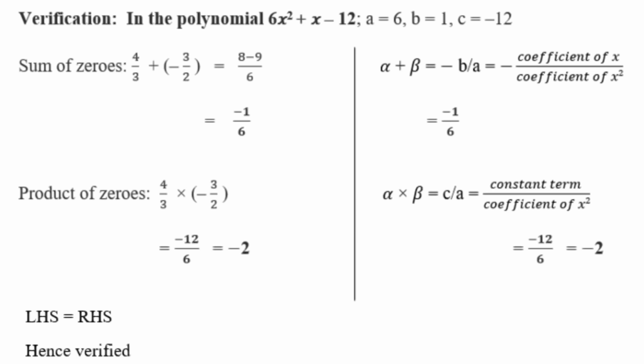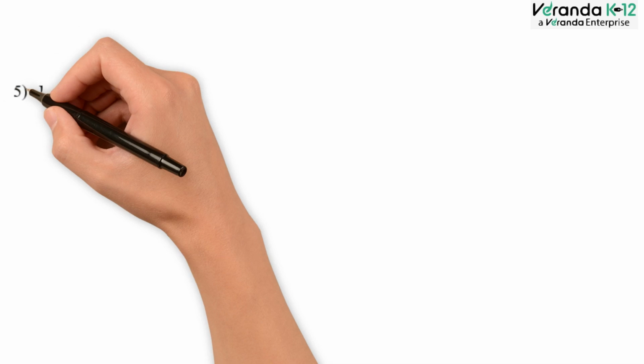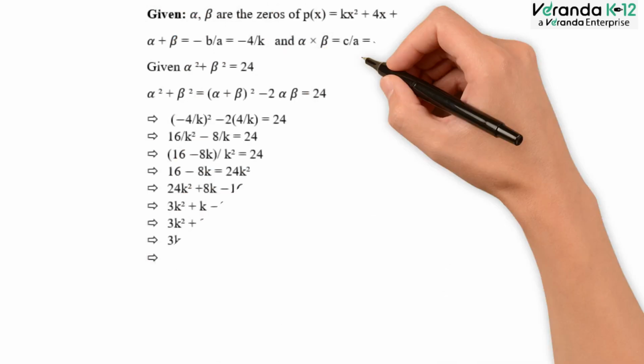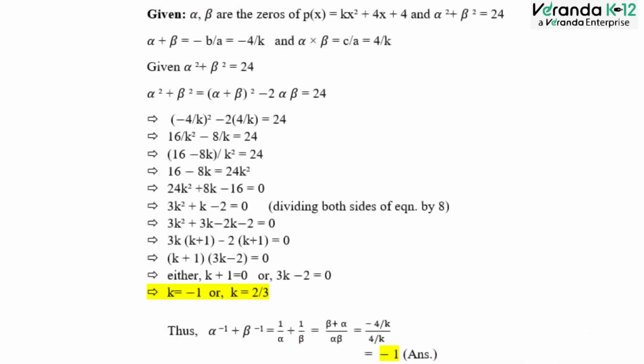Now moving on to the next question, question number 5. It is a 5 mark type of question. Alpha and beta are the zeros of the given polynomial, and also they have given alpha square plus beta square is equal to 24. We have to find k and also find alpha inverse plus beta inverse. So, by rearranging our identity of alpha plus beta whole square, we will get alpha square plus beta square is equal to alpha plus beta whole square minus 2 alpha beta, and which is given as 24.